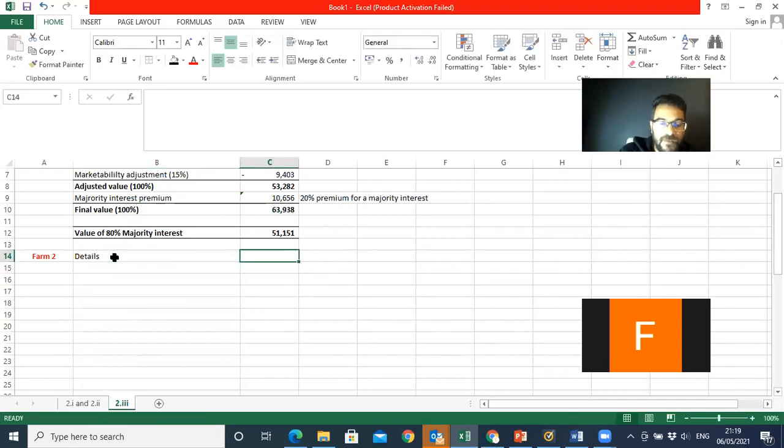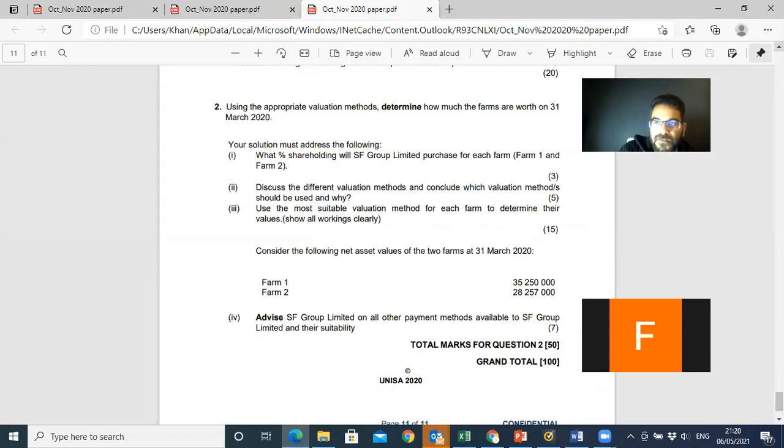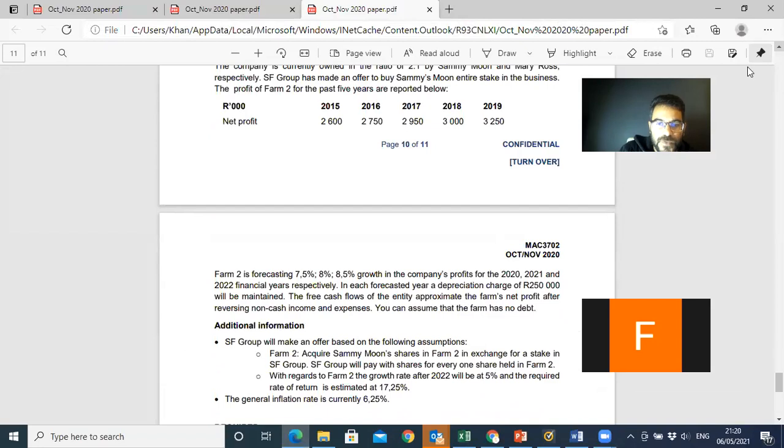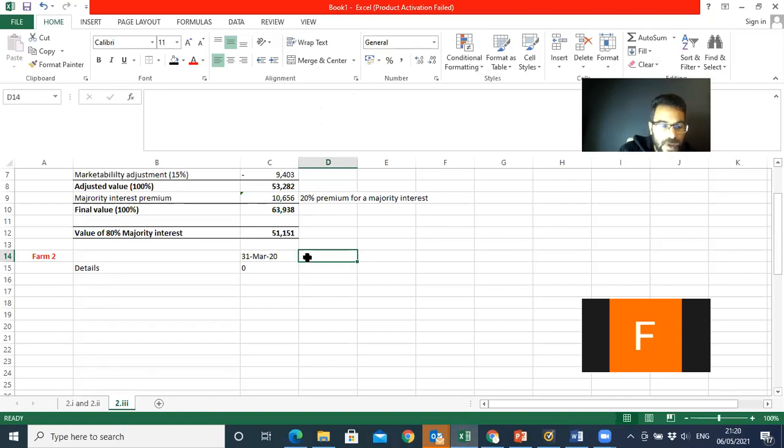Details, and we put the number, and we have here 0. So we put in the details and then here 0. Remember here 0, if I just actually do this, the reference point is 31 March 2020. So year 0 will be your reference point. Then we have 3 years of information. Where was that? 2020 forecasting growth in the company's profits for the 2020 financial year, 2021 financial year, and 2022 financial year. So our reference point is 31 March 2021. So that is our reference points. Okay, so that's what we will be doing. Now this is 1, 2.